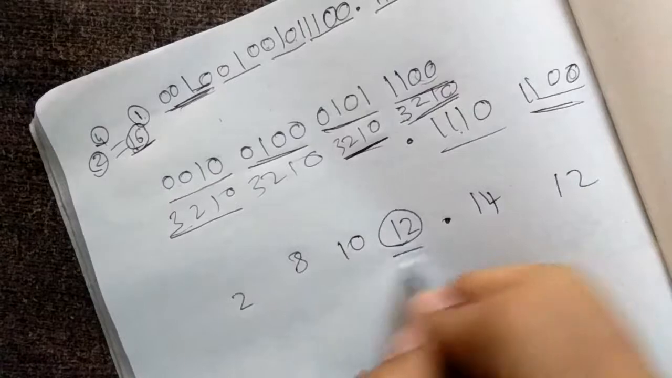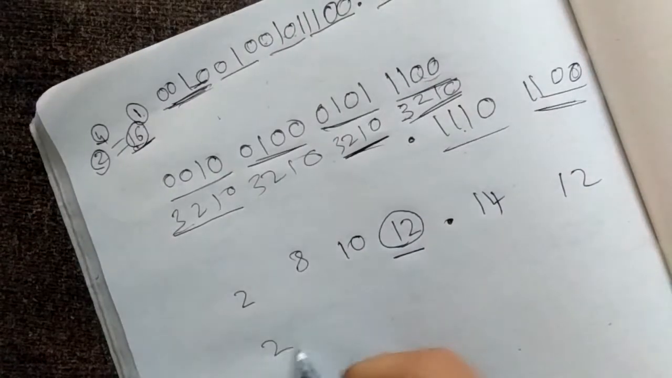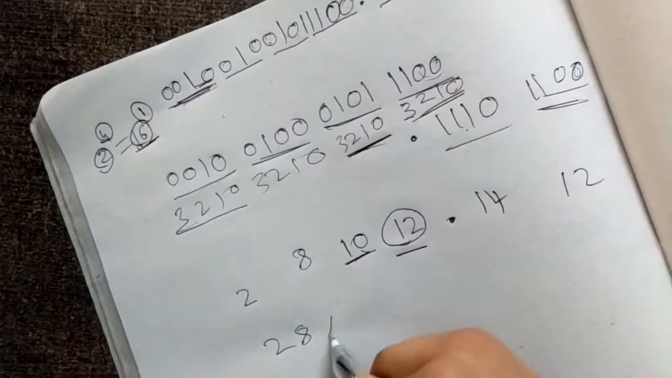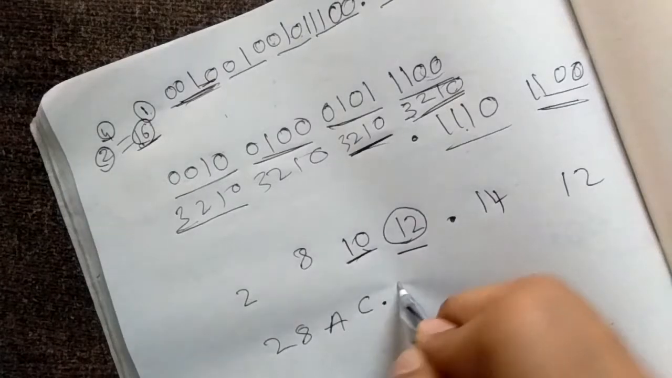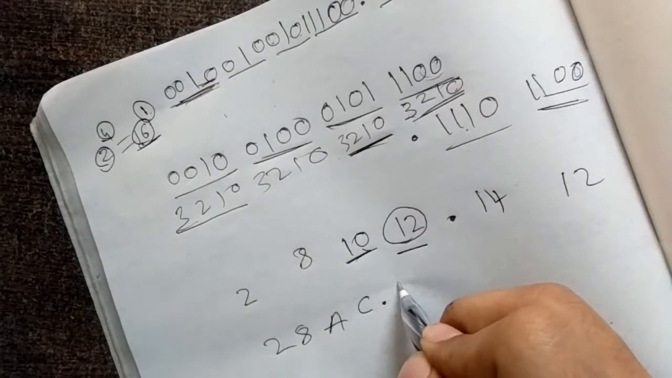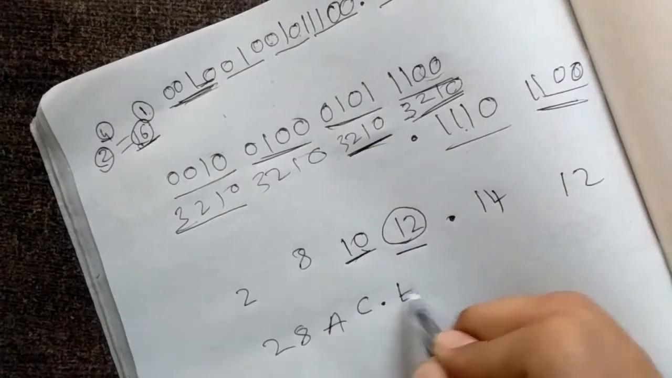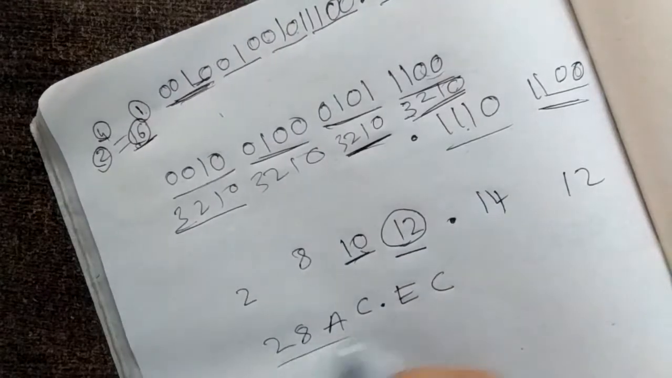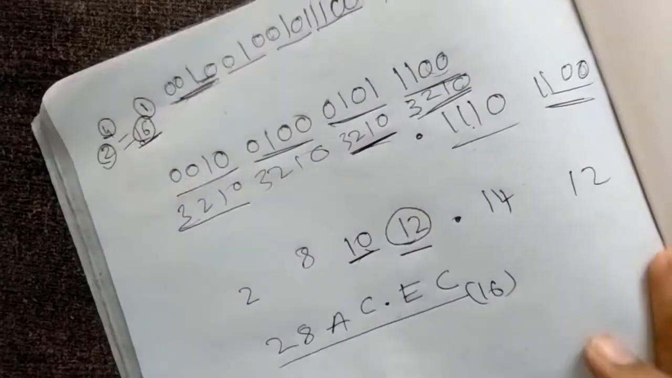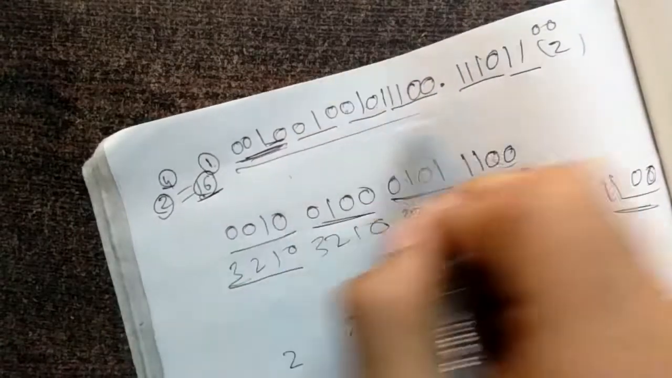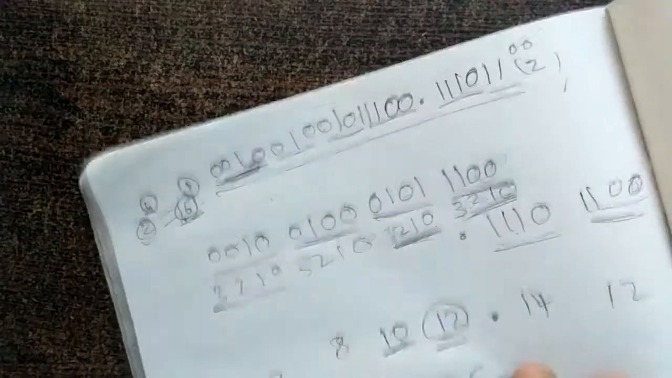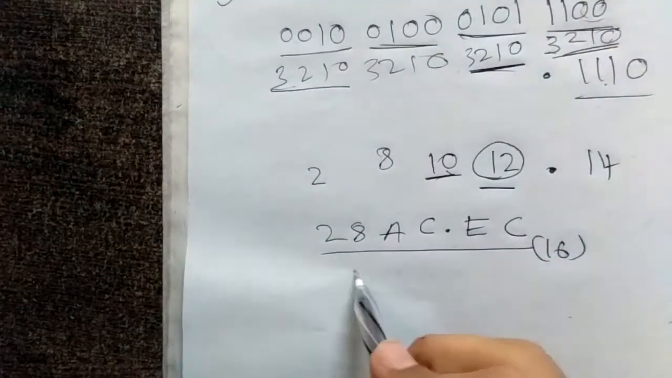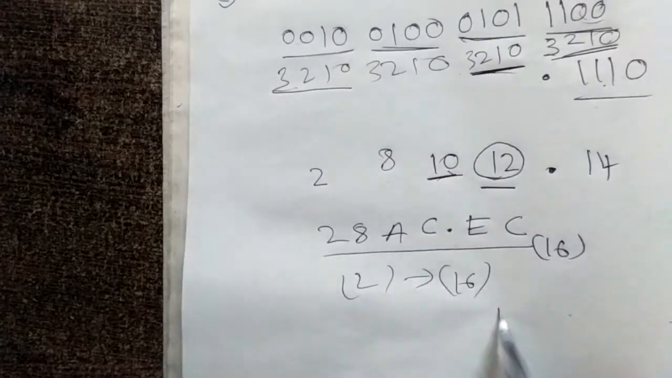As we saw, 12 over here we are going to replace with C. So 2, 8, 10 is A, 12 is C, 14 is E, 12 is C. This is the hexadecimal equivalent of the given binary number. This is how you convert a given binary number into the hexadecimal system.